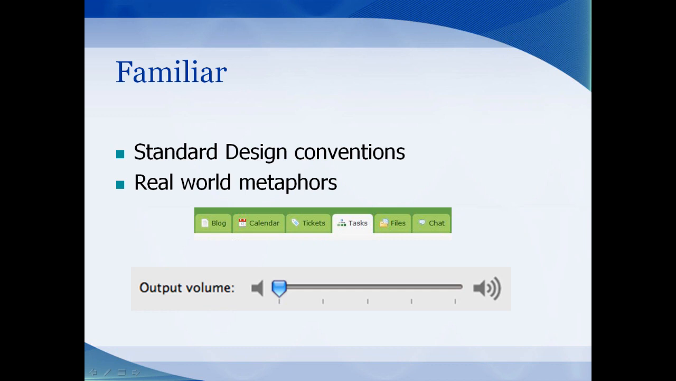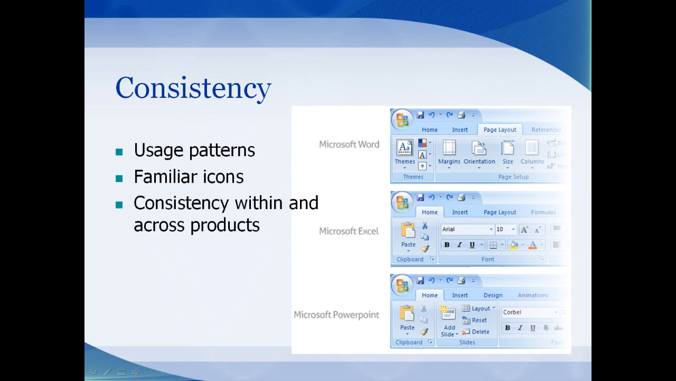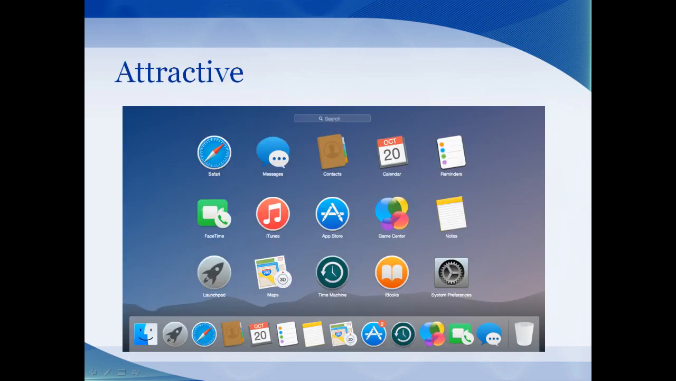Now, an interface should be consistent. Take, for example, the ribbon in Word and Excel and PowerPoint. They have very similar features in the exact same places. Or web pages. They always have the navigation in the same place on every single page. Same design. Okay, so here's an obvious one, but people have actually done studies to prove that a good design should be attractive. It's something Apple has done very well.